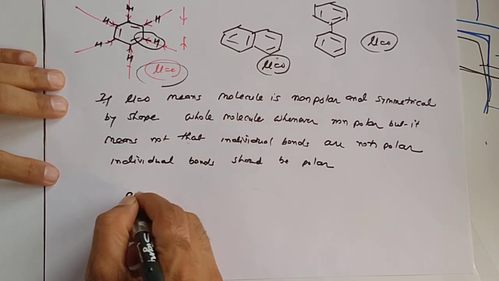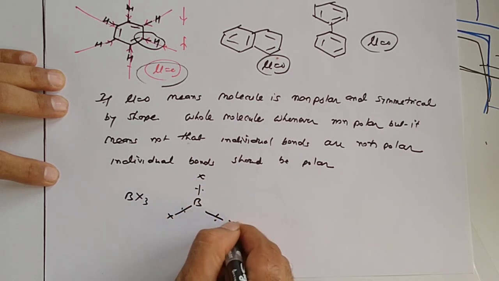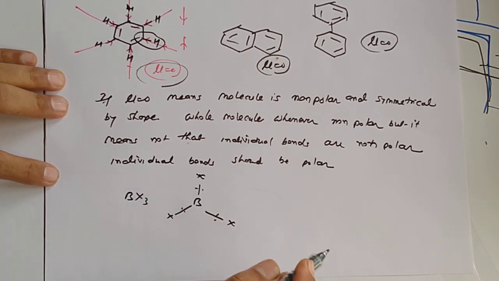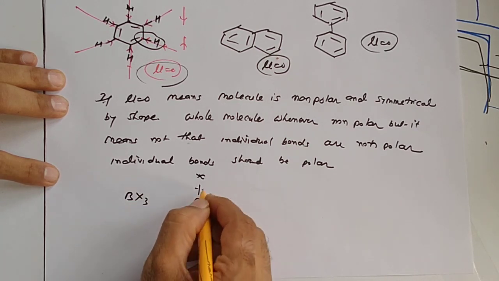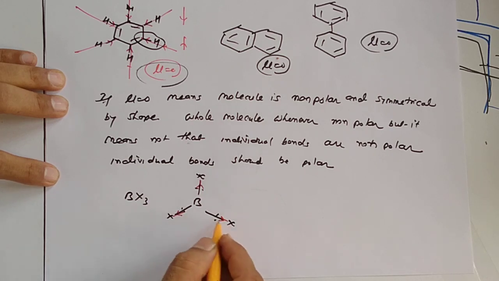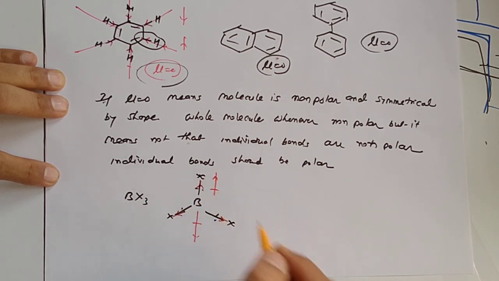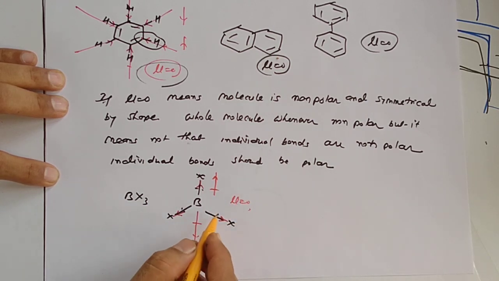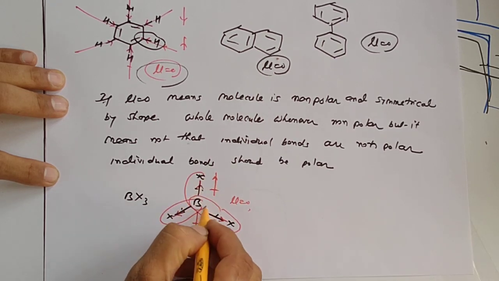I am giving the example of BX3. Boron has 3 electrons in the outermost orbit. Clear? All 3 pairs are bonding. Electronegativity of halogen is higher, so polarity is toward halogen from boron. The average of these two and the downward one is similar to the upward vector. So both are opposite, so it became 0. Here the bond between individual boron and halogen is polar, but net polarity is 0.